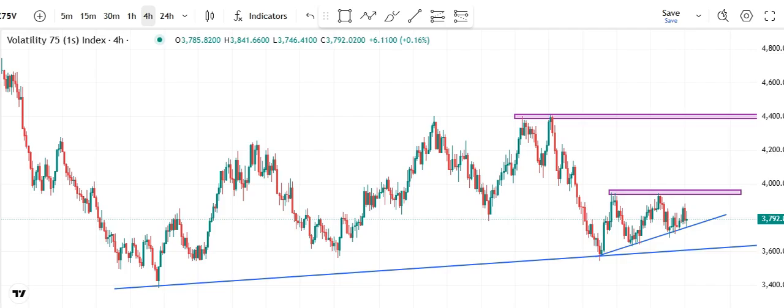Welcome to today's analysis. And of course, we'll be using Deriv once again and starting off with Volatility 75 (1s). Now, using the H4, I've already marked out some structure, which is this trend line below this.